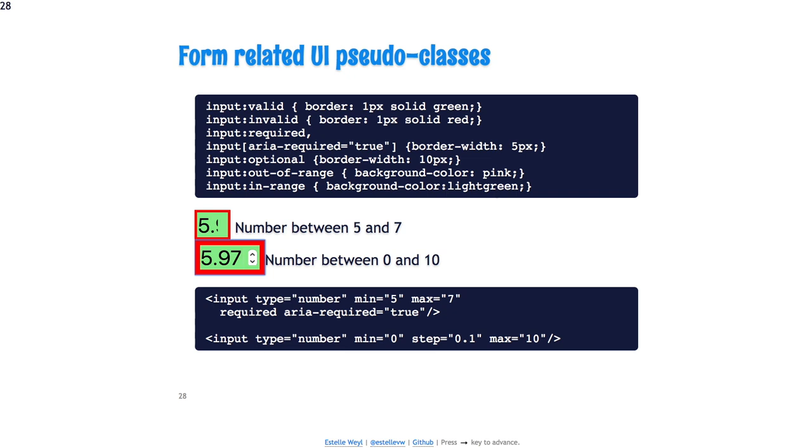And that is invalid, but it is still not pink. Oh, out of range. Sorry. 4. Nope, it goes down to 10. So negative. Let's put a negative. There we go. Sorry. I have to read my own HTML. So it's out of the range of the min max, and it's also invalid due to the step.